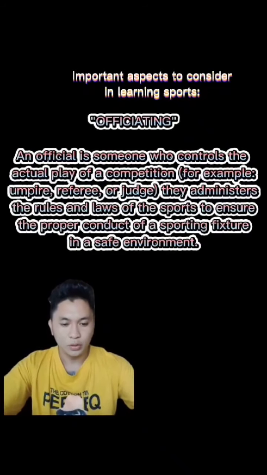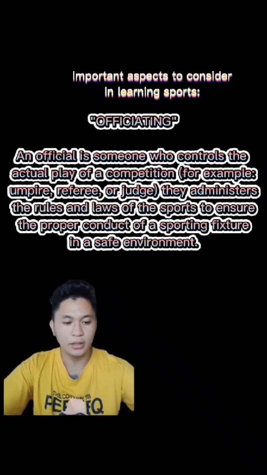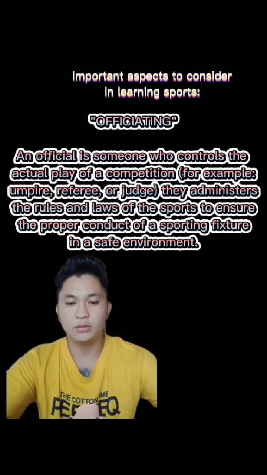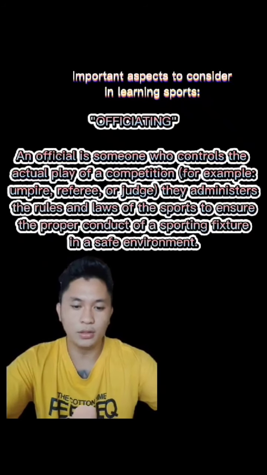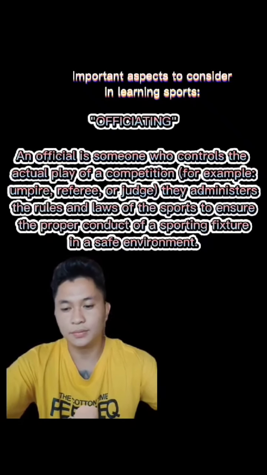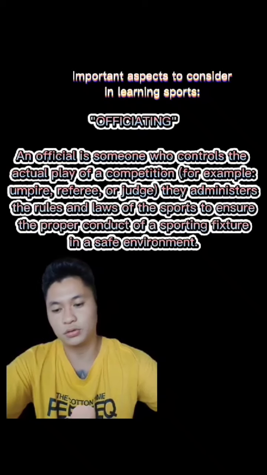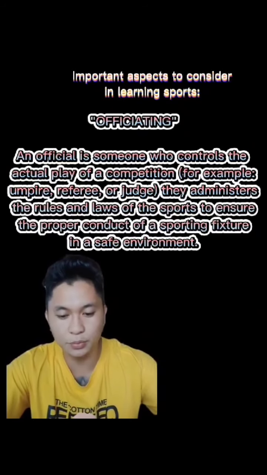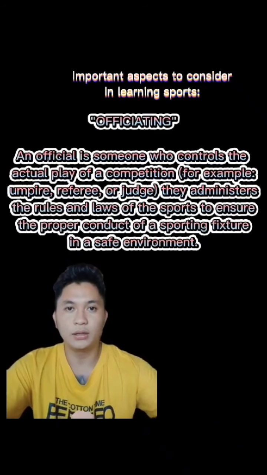Number 6. Officiating. Officials of the game, their duties and responsibilities of calling violations, points, etc. and regulating fair play. An official is someone who controls the actual play of a competition. For example, umpire, referee, and judge. They administer the rules and laws of the sports to ensure the proper conduct of a sporting fixture in a fair environment.